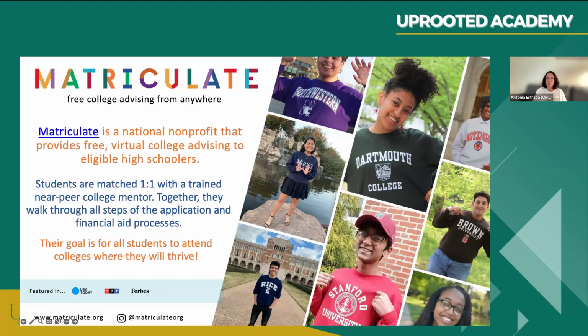We collaborate with Matriculate, which is a national nonprofit that provides free virtual college advising to eligible high schoolers. Students are matched one-on-one with a trainee or peer college mentor. The class of 2025 application is now open for this program, and Matriculate will be reviewing applications on a rolling basis until August. There are certain eligibility requirements: you have a GPA of 3.5 or higher, have an annual family income of less than $90,000, attend high school in the US, and so on. So feel free to go to the website, matriculate.org, check out the eligibility requirements, see if you're eligible, and if so, apply. They'll be able to help you also with your essay and give you further guidance.